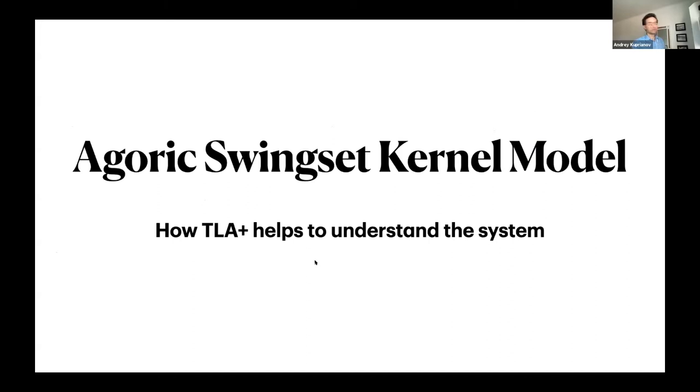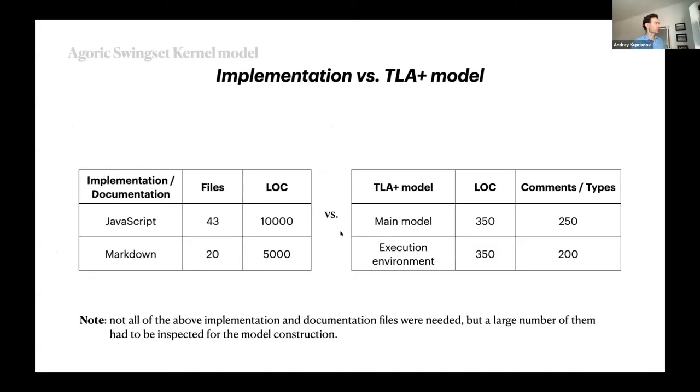Now we turn to the presentation of the master TLA+ model. If you look at the complexity of the system that we analyze, it's pretty complex: more than 10,000 lines of JavaScript and more than 5,000 lines of Markdown. What we have done is analyze this system and model the interactions between the VATs and the kernel, and how the kernel manages the objects and promises inside it.